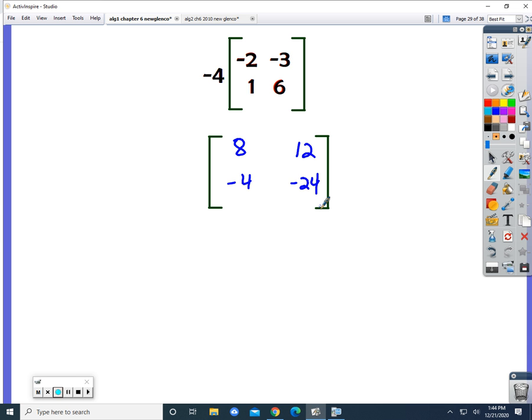So you're probably going to enjoy matrices. It's just a new way of keeping things organized. And now if you see a matrix on a standardized test, you won't be so intimidated by it. You'll be like, oh, I kind of know what this is all about.